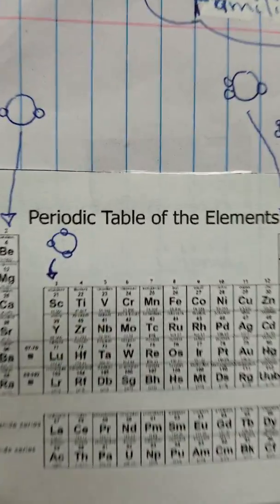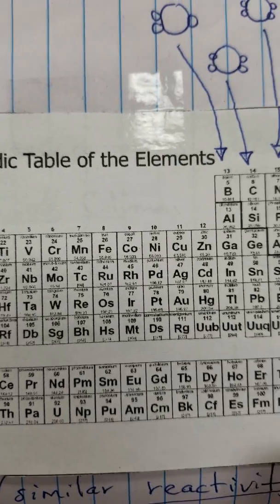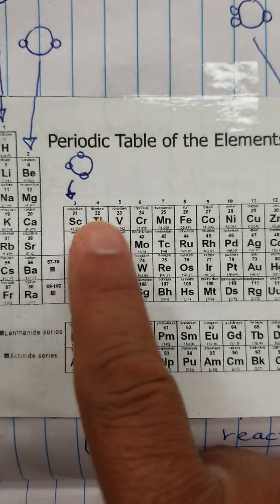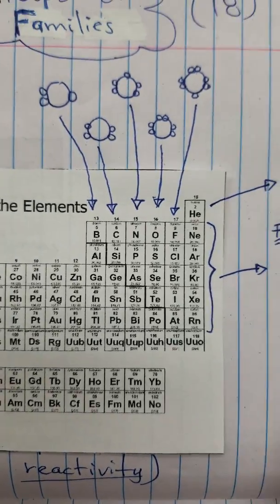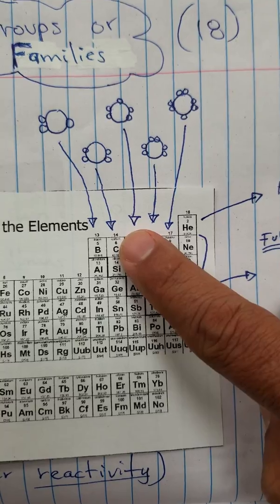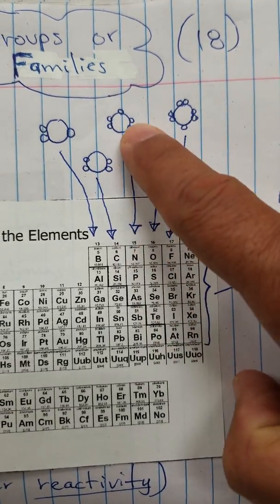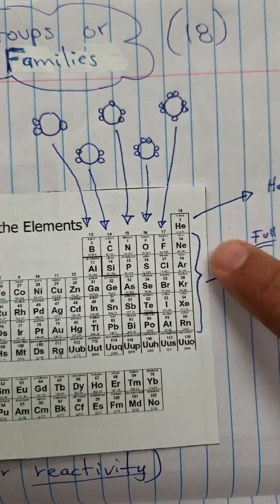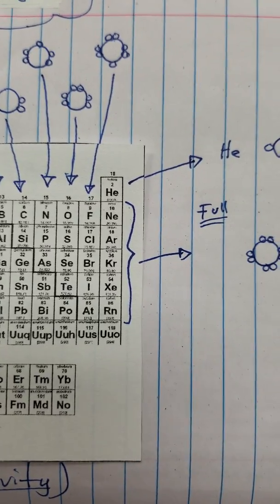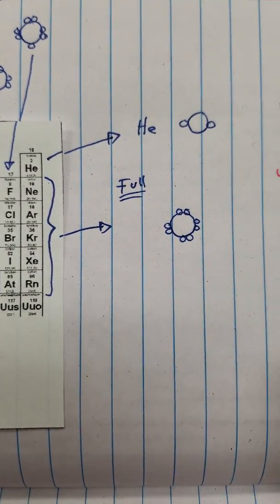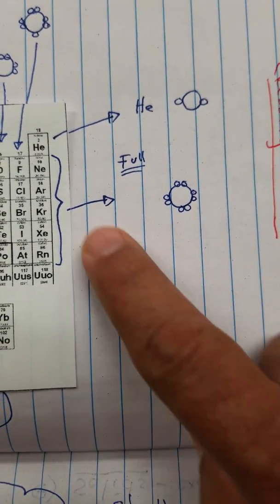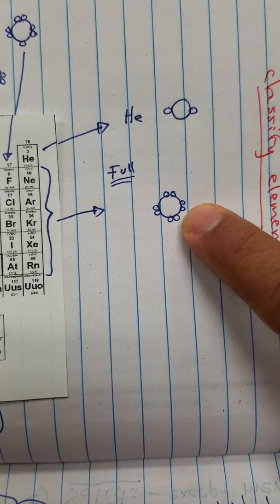Likewise, group number 3, 4, 5, 6. You can see all the group numbers on top of the columns. Those are the group numbers. They have 3 valence electrons, 4, 5, and so forth, until we get to group 13, which has 3 valence electrons. Group 14 has 4 valence electrons. 15 has 5. 16 has 6. 17 has 7. But on the last group, group 18, we have a little bit of a discrepancy. Helium is the only one that has 2 valence electrons instead of 8. And all the rest of the elements have 8 valence electrons.